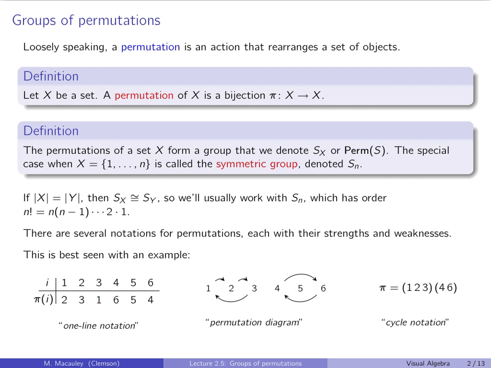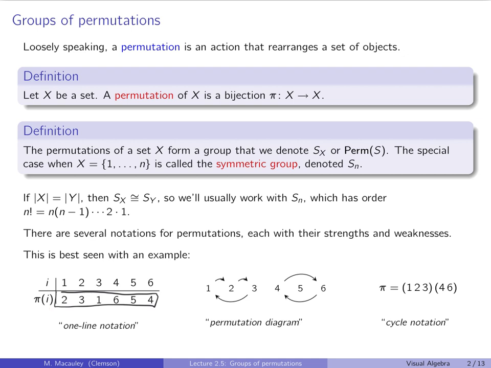So if you do this for all permutations, then you don't really need this top row because it's just always 1 up to 6. So often what happens is people just take this bottom row and they say that is the one-line notation of this permutation.